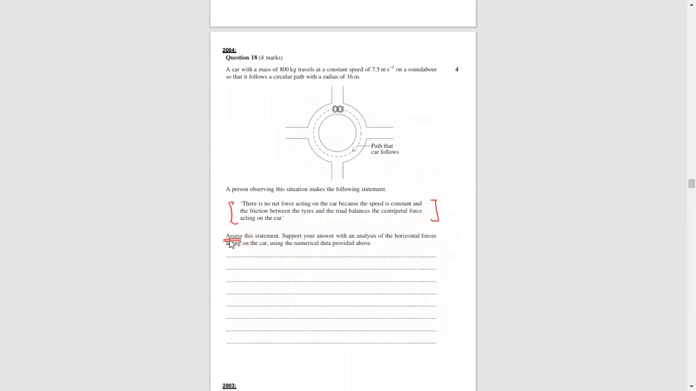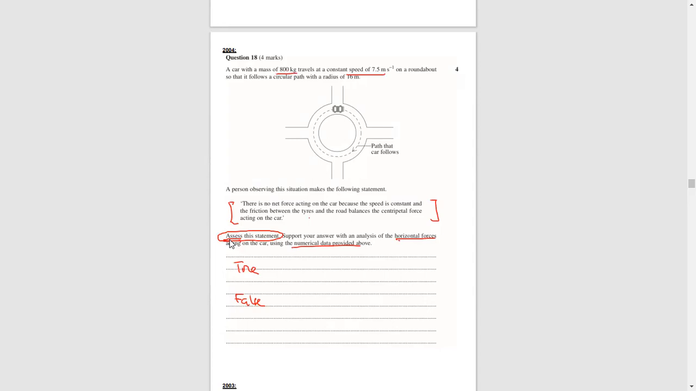The statement says there's no net force acting on the car because speed is constant and the friction between the tires on the road balances out the central force acting on the car. Remember, when you're assessing a statement, you need to say what's true or false. It's either entirely true, entirely false, or partly true and partly false. And if it's partly true and partly false, then identify what's true and what's false. And for this question, you need to talk about the horizontal forces with your data.